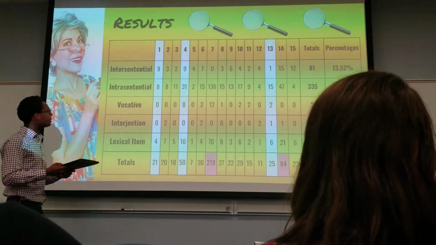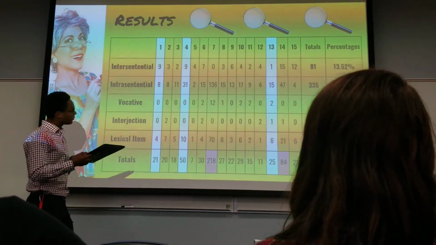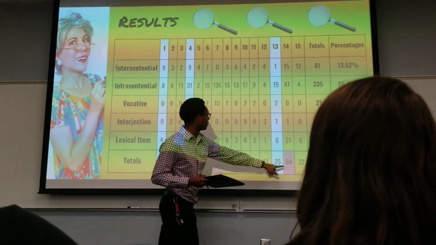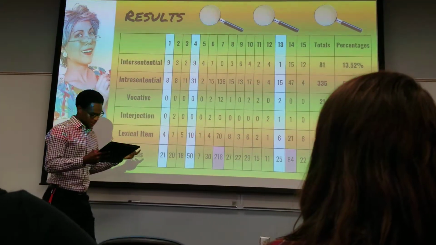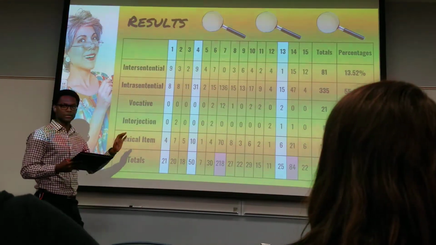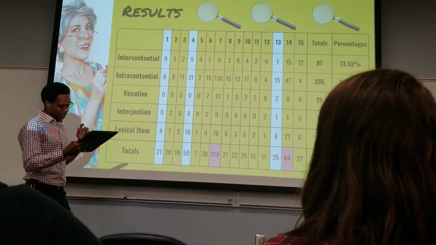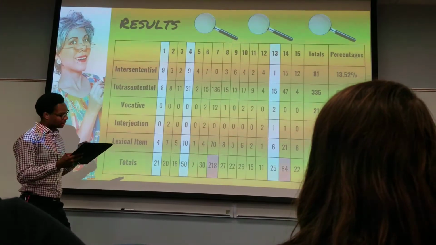Yeah, so of the 3 videos, 4, 7, and 14, they had the highest totals, and that by itself was 60% of all the code switching. So 3/5 of all the code switching happened in those 3 videos alone. And then what else? Okay, so that's it for this.